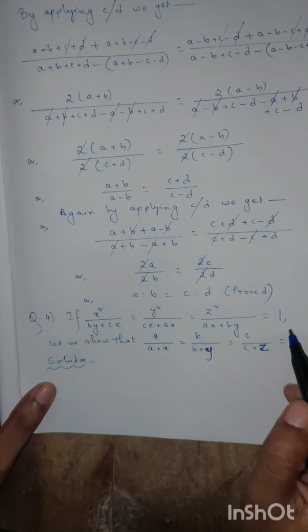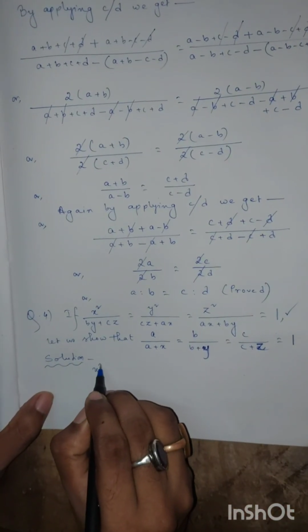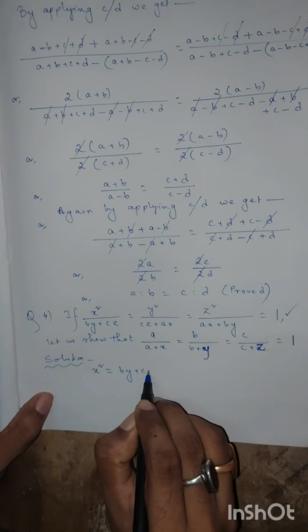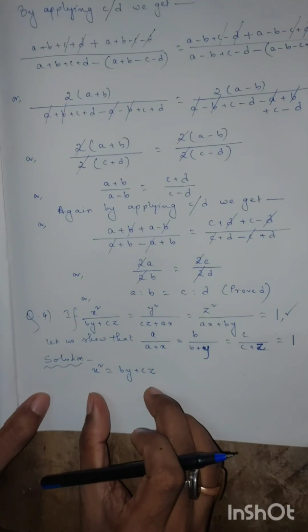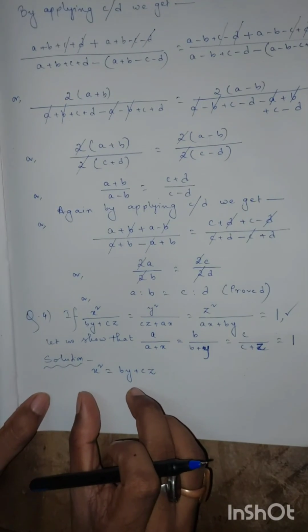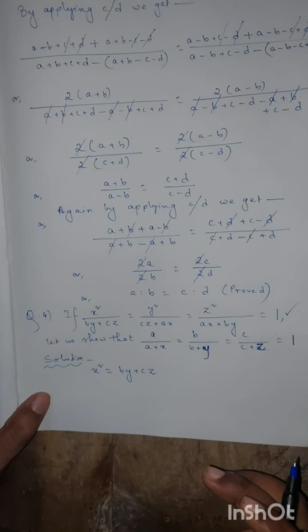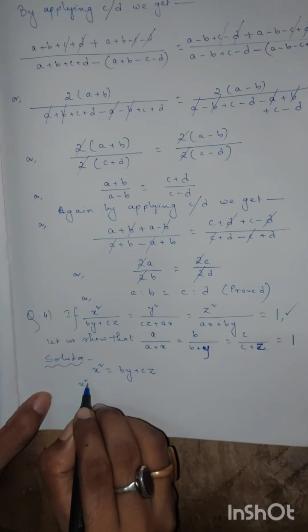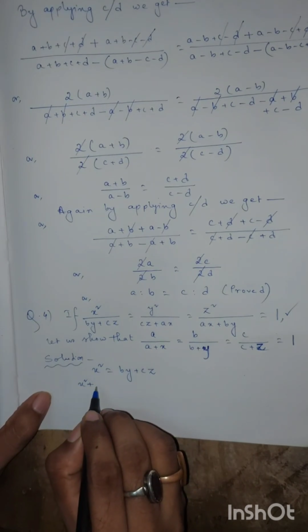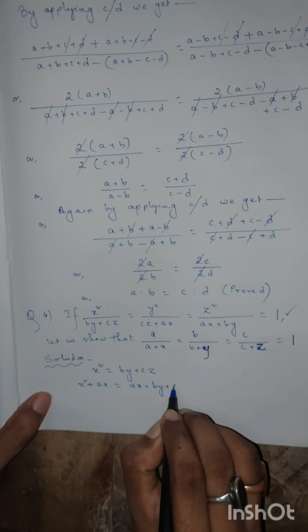So we can write from this given information, we can write x square equal to by plus cz. Now we can add ax to both sides of the equation. Why we are doing it? You shall understand it very soon. So x square plus ax equal to ax plus by plus cz.